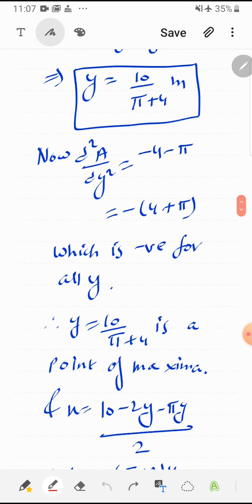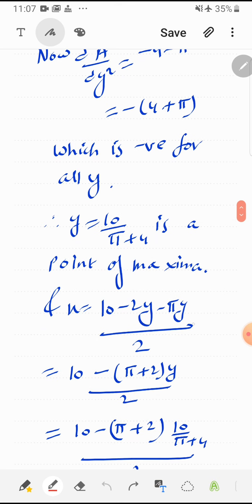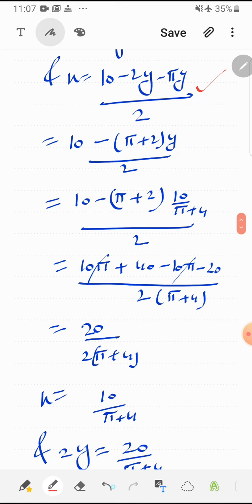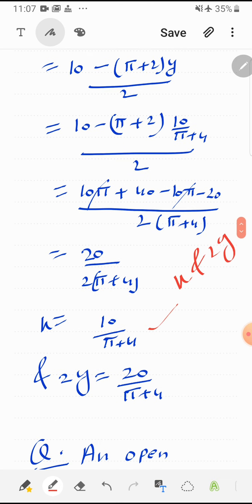Now y is this, putting the value of y in the expression of x, we will get x as 10/(π+4). Remember the dimensions were x and 2y. So we have to multiply y with 2, so that the required dimension is this. So this is right. Next question we are doing.